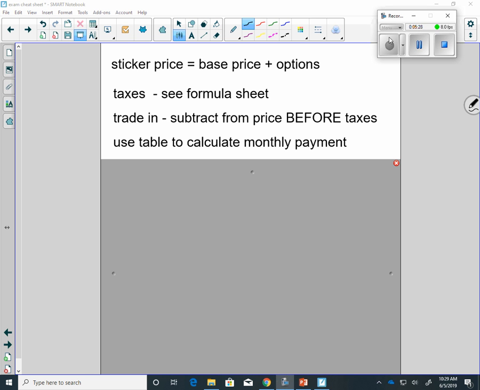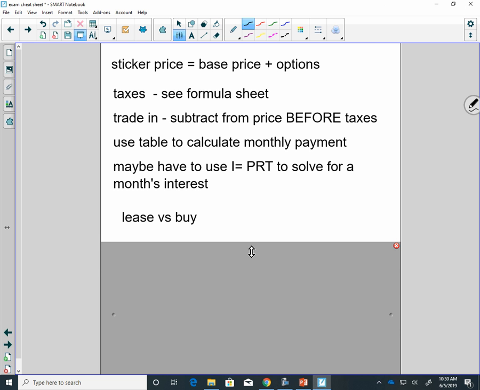If you have to find the monthly payment on a car, they're going to give you this table, probably right in the question, would be my guess. And it works very similar to the house one. So you find the percent, you find the number of months, and you multiply that by that number. But that number is per thousand. So you have to divide by 1,000 and then multiply by the value of the table. Exactly like the house one. So maybe I'll actually put this in here. I'm going to squeeze this in here.